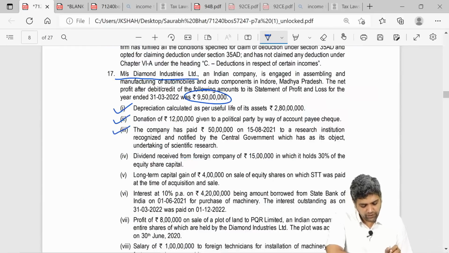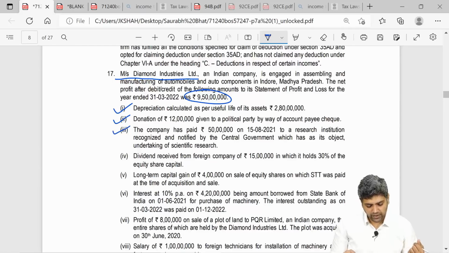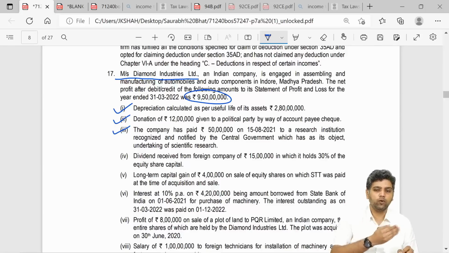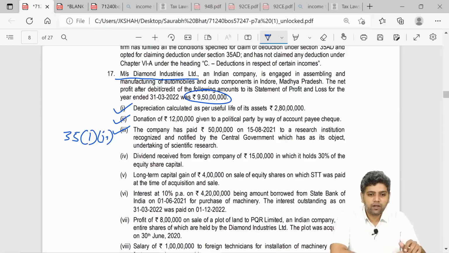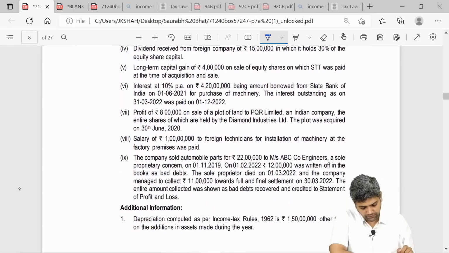The company has paid 50 lakh rupees on 15 June 2021 to a research institution recognized and notified by the central government, which has as its objects undertaking of scientific research. Now friends, when you give a contribution to any notified company or research institution, you get a deduction under section 35(1)(ii). However, in case the assessee has opted for 115BAA or 115BAB, then 35(1)(ii) is not available to such assessee. So have they pointed out anywhere?